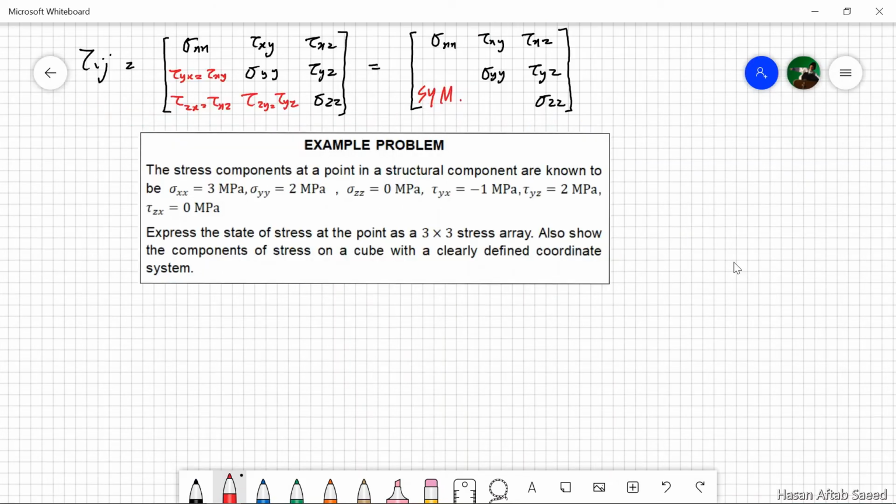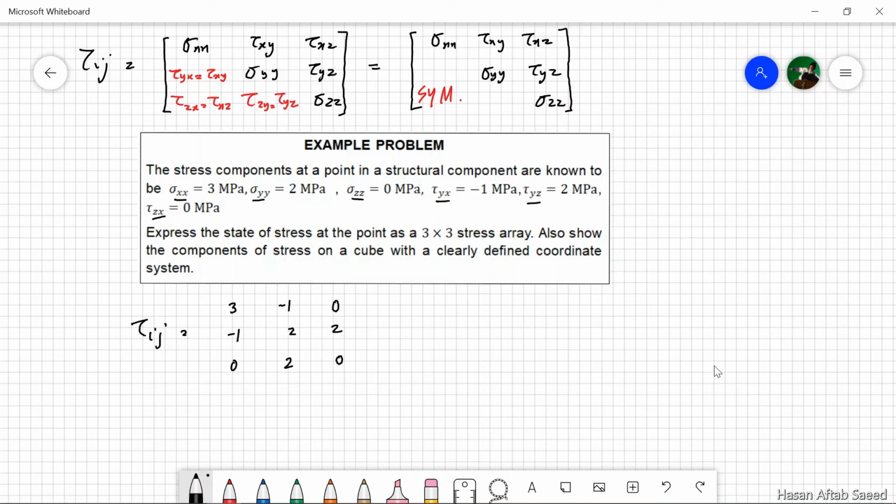Let's take up a problem now. Let's first express the state of stress as a stress array. We have the normal stress components. Let's write them in their respective places. Now let's take up the shear stress components. Tau yx minus 1, tau yz 2, tau zx 0. Now we know the stress tensor to be symmetric, so we can fill in the rest of the places based on that.